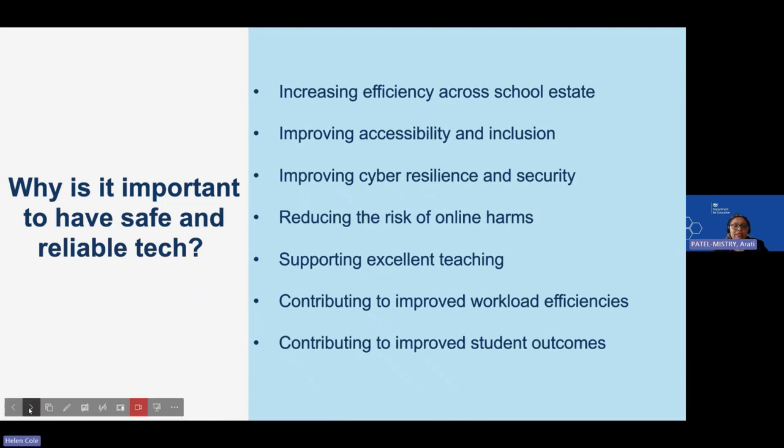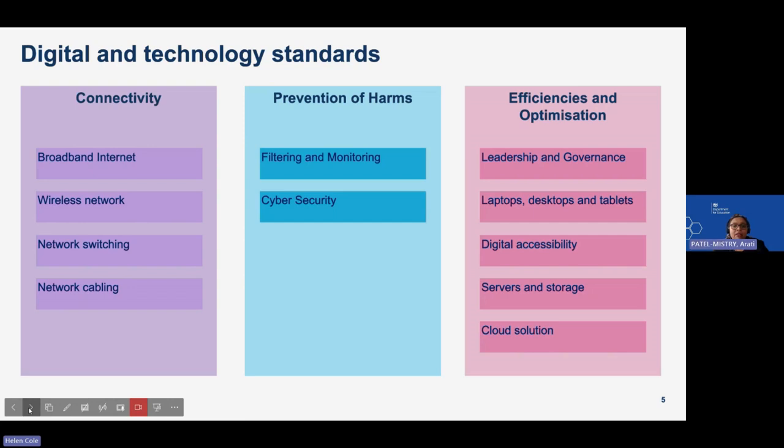So in the portfolio of our digital standards, we have three main areas: connectivity, prevention of harms, efficiency, and optimization. And they're listed as you can see on the screen. We're going to focus on cybersecurity. That's the area of my focus and George's focus in this webinar. Again, on gov.uk, you can see these standards and we'll share them with you with a link at the end.